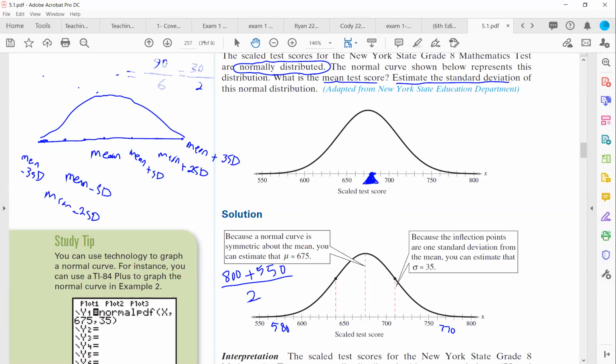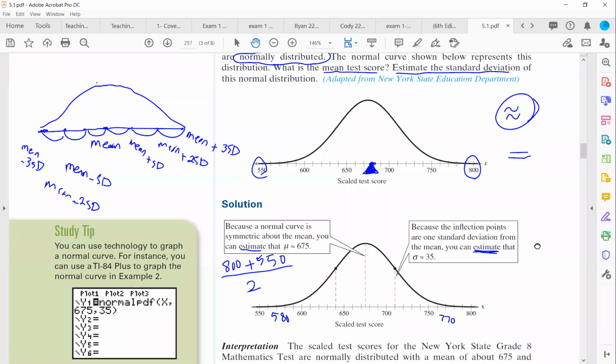So by subtracting these numbers and dividing them by 6, you can get a good approximation of your standard deviation, because these are 3 standard deviations away from the mean. So this is the mean, 1, 2, 3 standard deviations above the mean and 3 standard deviations below the mean. That's why we have to divide by 6. Let's try a quick question.